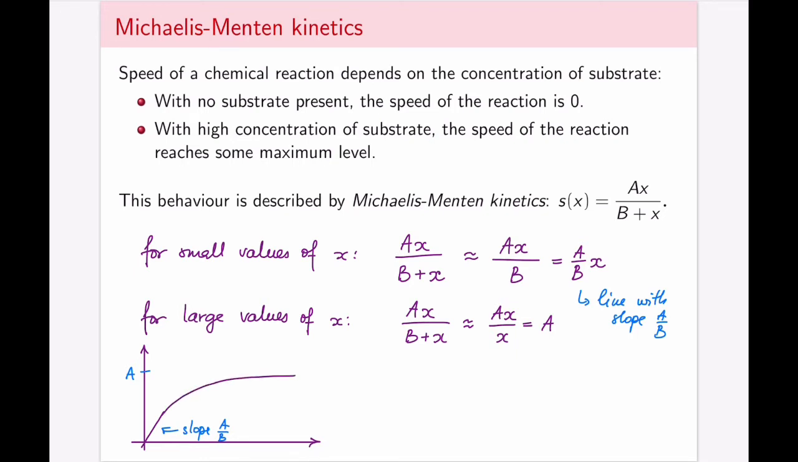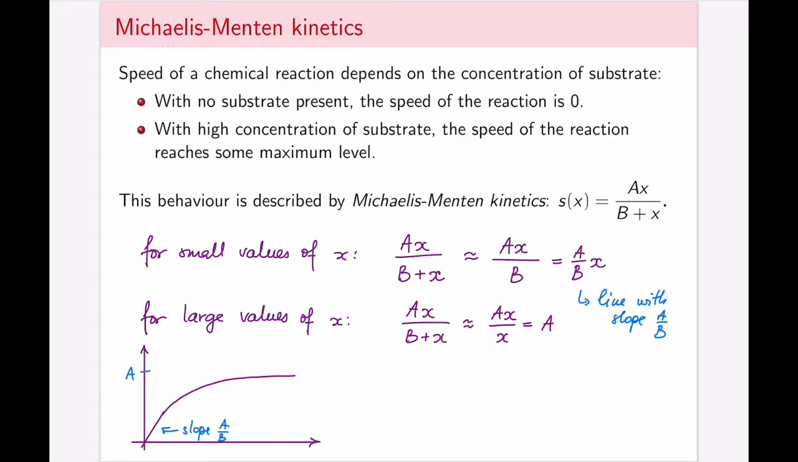So this is, of course, in line with our observations that with no substrate present, the speed of the reaction is in fact 0. But first, when the concentration goes up, the reaction speed goes up fairly quickly, but at very high concentrations, this is no longer the case.